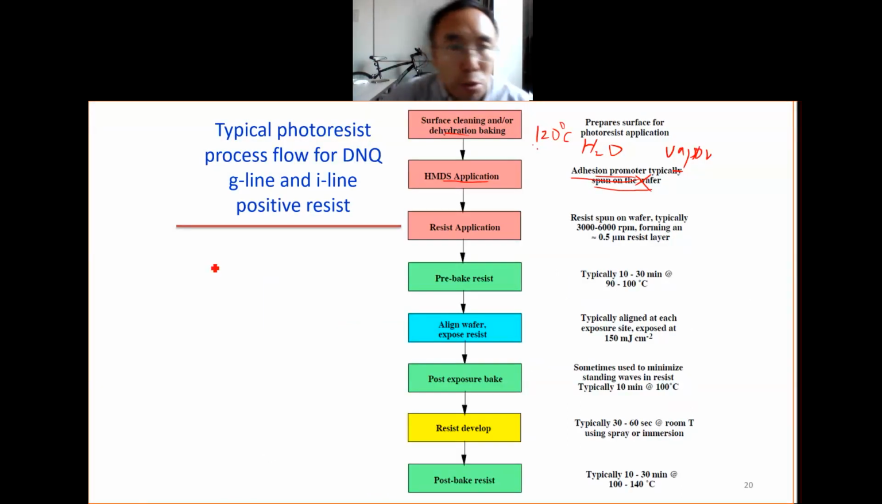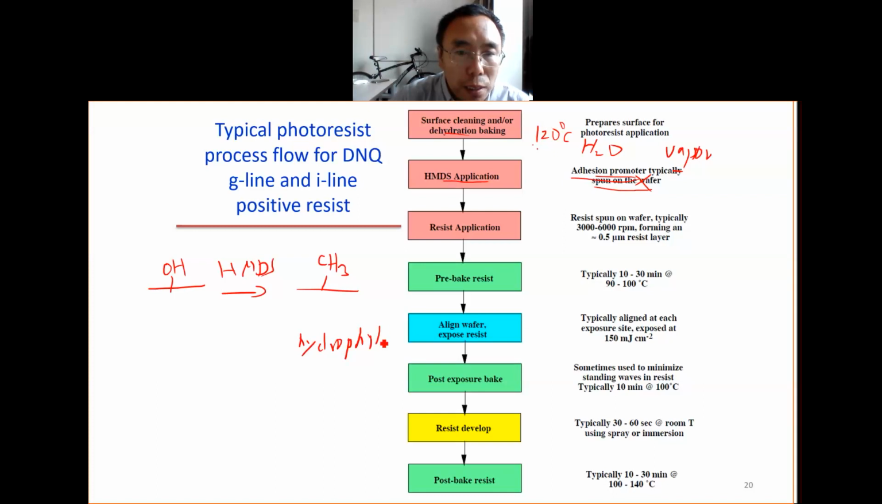So I will do it roughly something like this. At the beginning, it is hydroxyl group. After HMDS treatment, it becomes methyl group. So this one is hydrophobic. And this one is hydrophilic. So we have the developer, you have the resist here, and here is the substrate. We see silicon here.